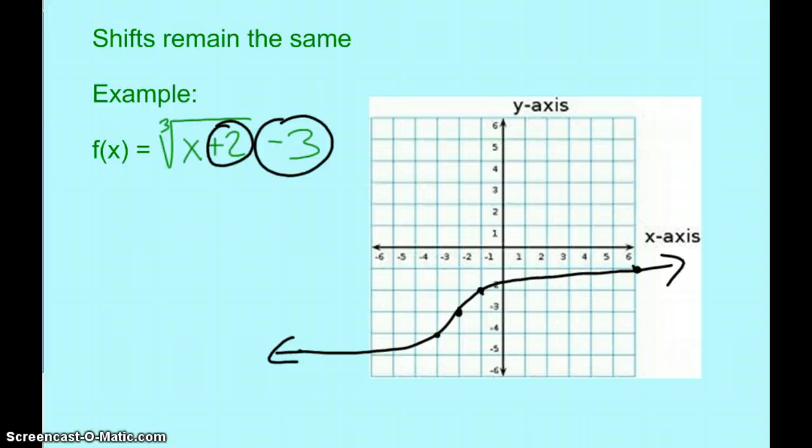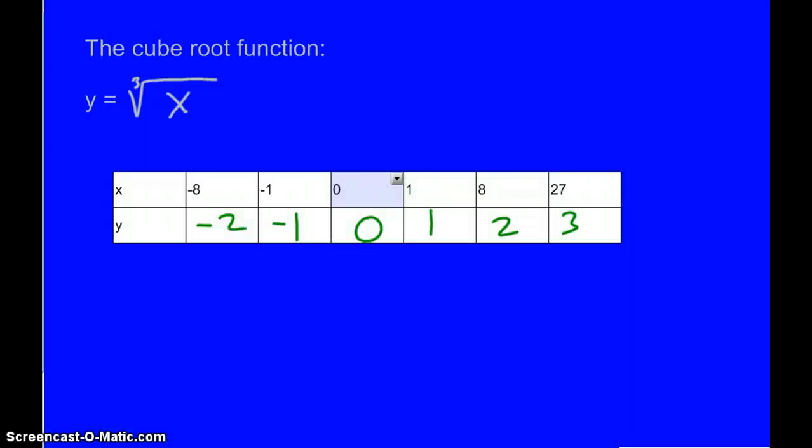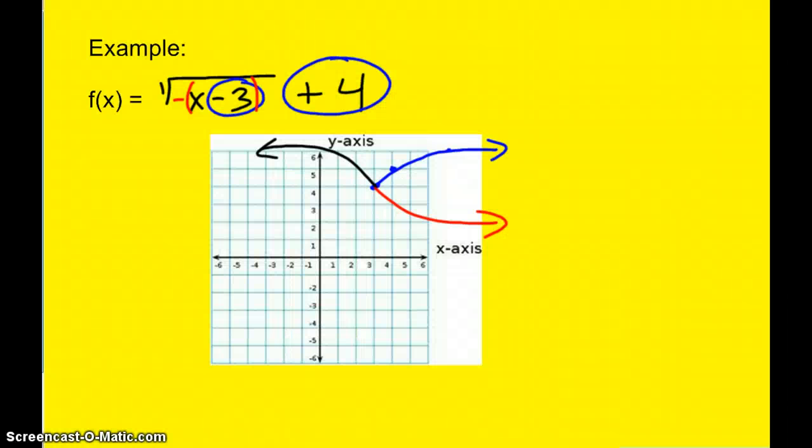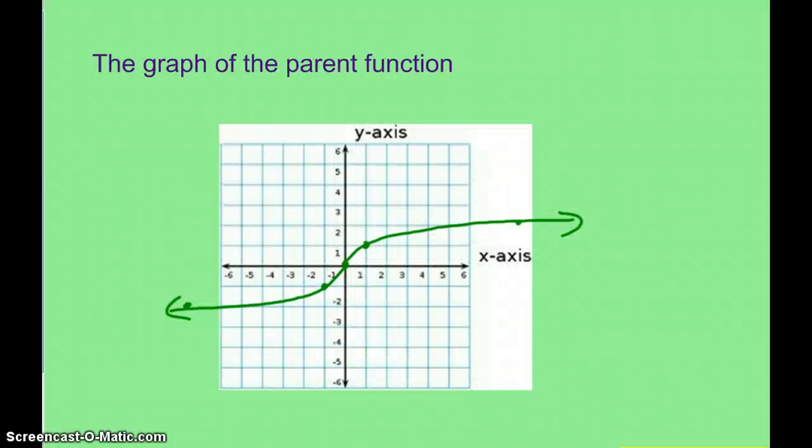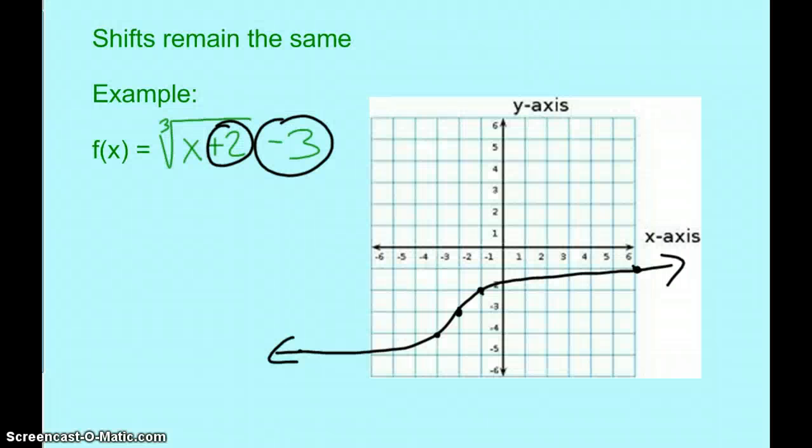So when you shift a square root function, we're shifting our starting point. We're shifting where our graph will start is what we shift to begin that. To begin a cube root function, we're going to shift the center point. That 0, 0 point, we're going to shift that, and the graph is going to go in both directions.